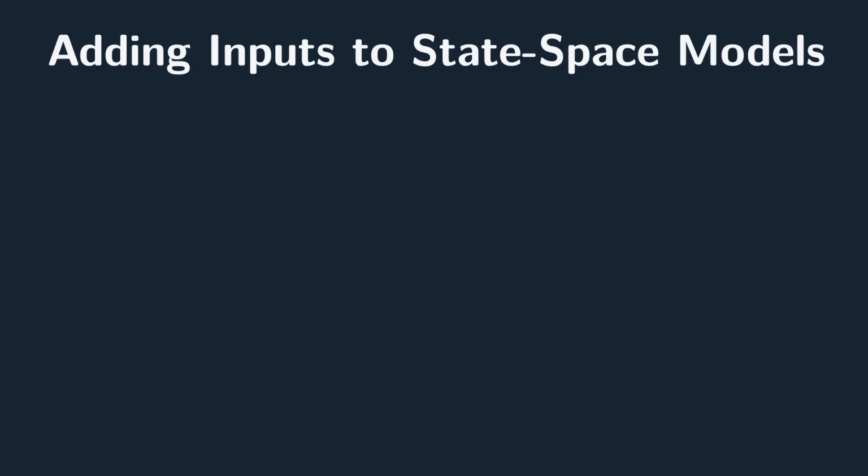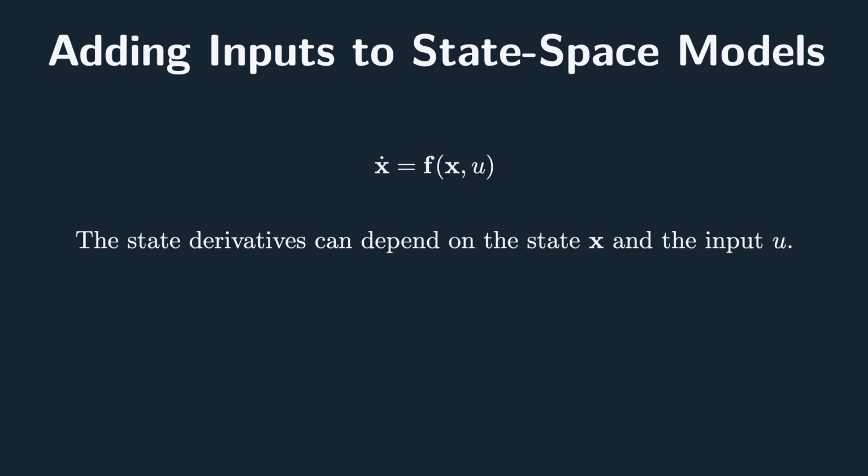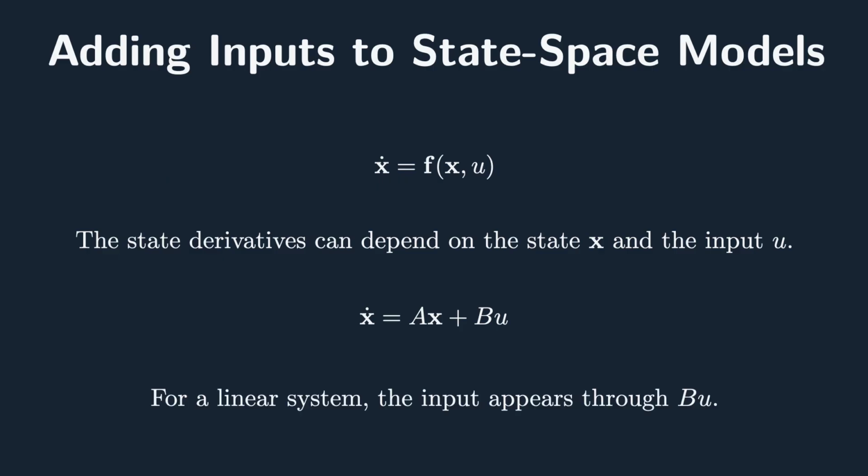When we include an input, the general state space form becomes x dot equals f of x, u. This means that the state derivatives can depend on both the state x and the input u. For a linear system, this becomes x dot equals Ax plus Bu. The Ax term describes the state-dependent part of the dynamics. The Bu term describes how the input enters the dynamics. The rest of this video gives a recipe for deriving the state space form from an ODE.